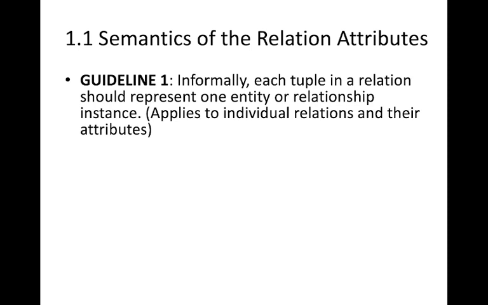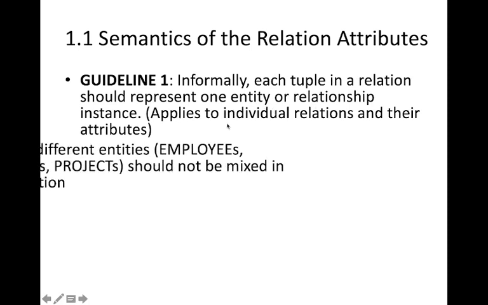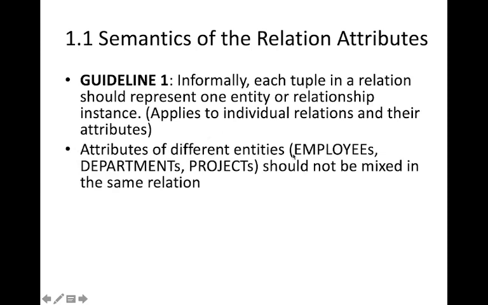We should not store multiple students' data. If I am storing some students table data in a table, and the first row is designated for Atul's data, then it should contain only Atul's data. I should not store Arun's data in the first row. Okay, so that is, each tuple or each row in a relation should represent one entity or one relationship instance. Okay. So attributes of different entities, that is employee, department, project, should not be mixed in the same relation. So we should not mix all these attributes in a single relation.